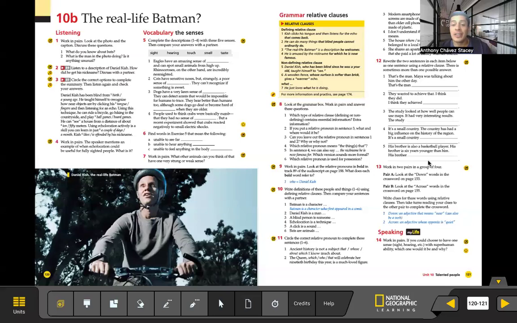Perfect, guys. So let's continue moving on with the next section. Part B will be the real Batman. We have a listening section about Daniel Kish with an extraordinary ability. Then we have vocabulary about the senses. We will learn about the 5 senses, and we need to wrap up the class with the grammar about relative clauses.